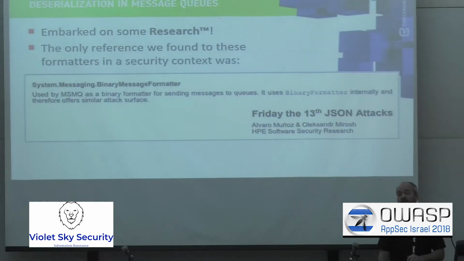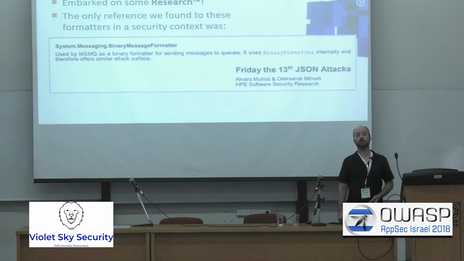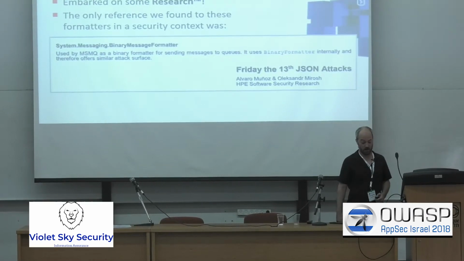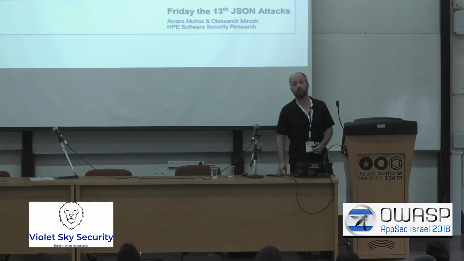So that made us embark on some classic research. The only reference we could find to MSMQ exploitation is through these formatters, in one of the previously mentioned lectures: a reference to the binary message formatter using BinaryFormatter, which is known to be very, very, very vulnerable. So we deep dived into that. We went to MSDN to see what this message formatter does. Apparently it's very efficient, fast to parse, with faster throughput. It's pure speed. You know how fast? Too fast.